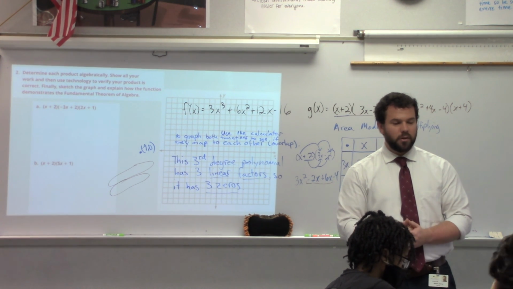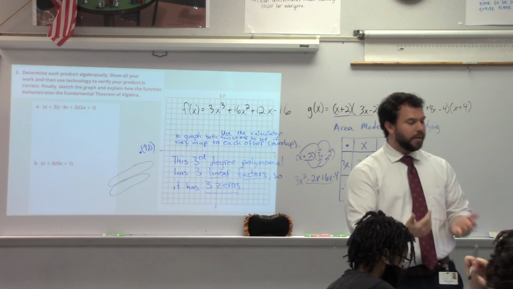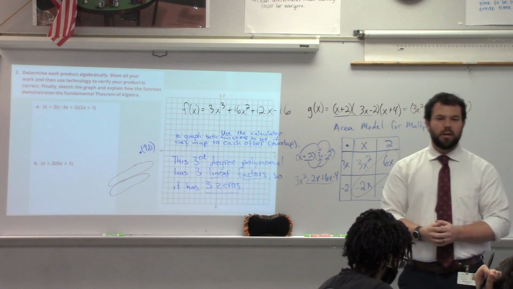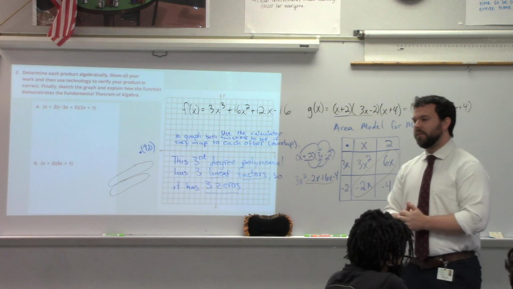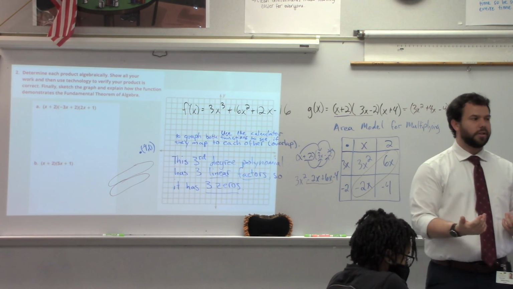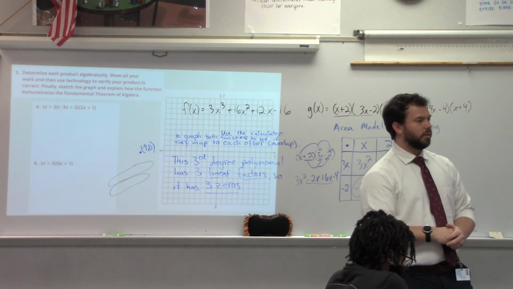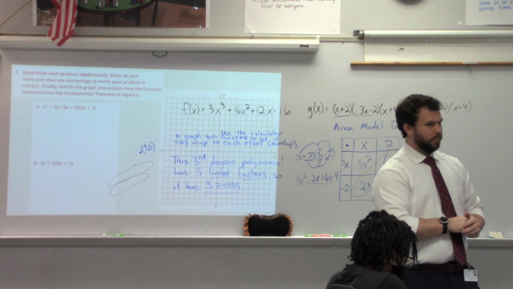So work with your small groups. You definitely can work independently for a little bit to use those area models to help you multiply it out, but check in with each other and check in at the very end. What are your questions, concerns, comments before we get started? Let's get to work.